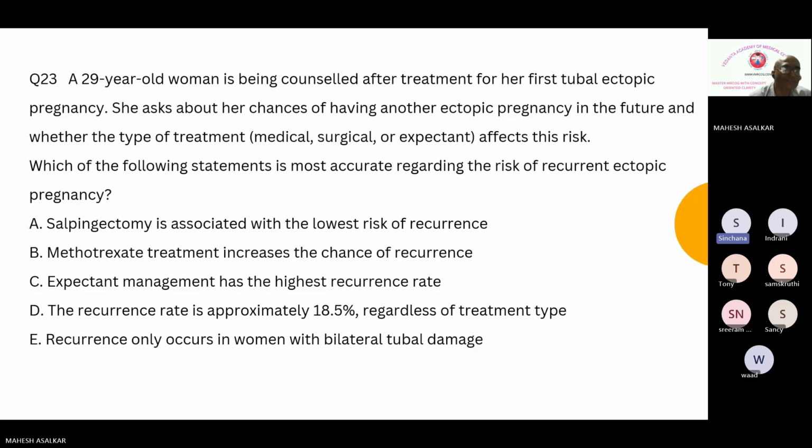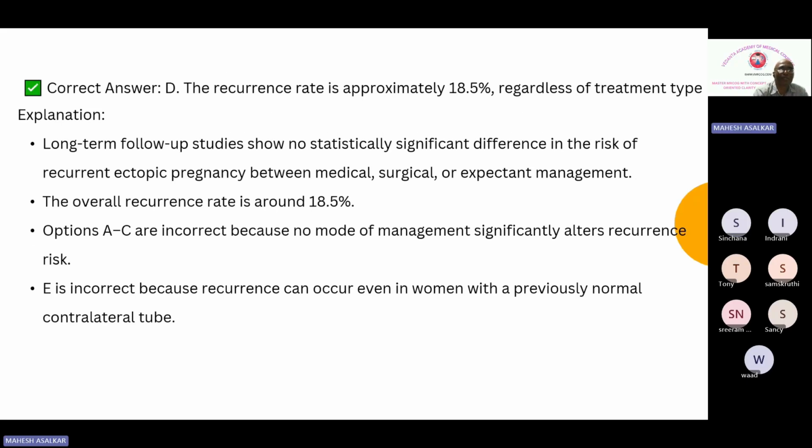It is D. Recurrence rate is 18.5% regardless of treatment. Correct. So the recurrence rate is approximately 18.5% regardless of the treatment type. Long-term follow-up studies have shown no statistically significant difference in the risk of recurrent ectopic between medical, surgical, and expectant management. The overall recurrence rate is 18.5%. Options A to C are incorrect because no mode of management significantly alters recurrence risk. And E is incorrect because recurrence can occur even in women with a previously normal contralateral tube.